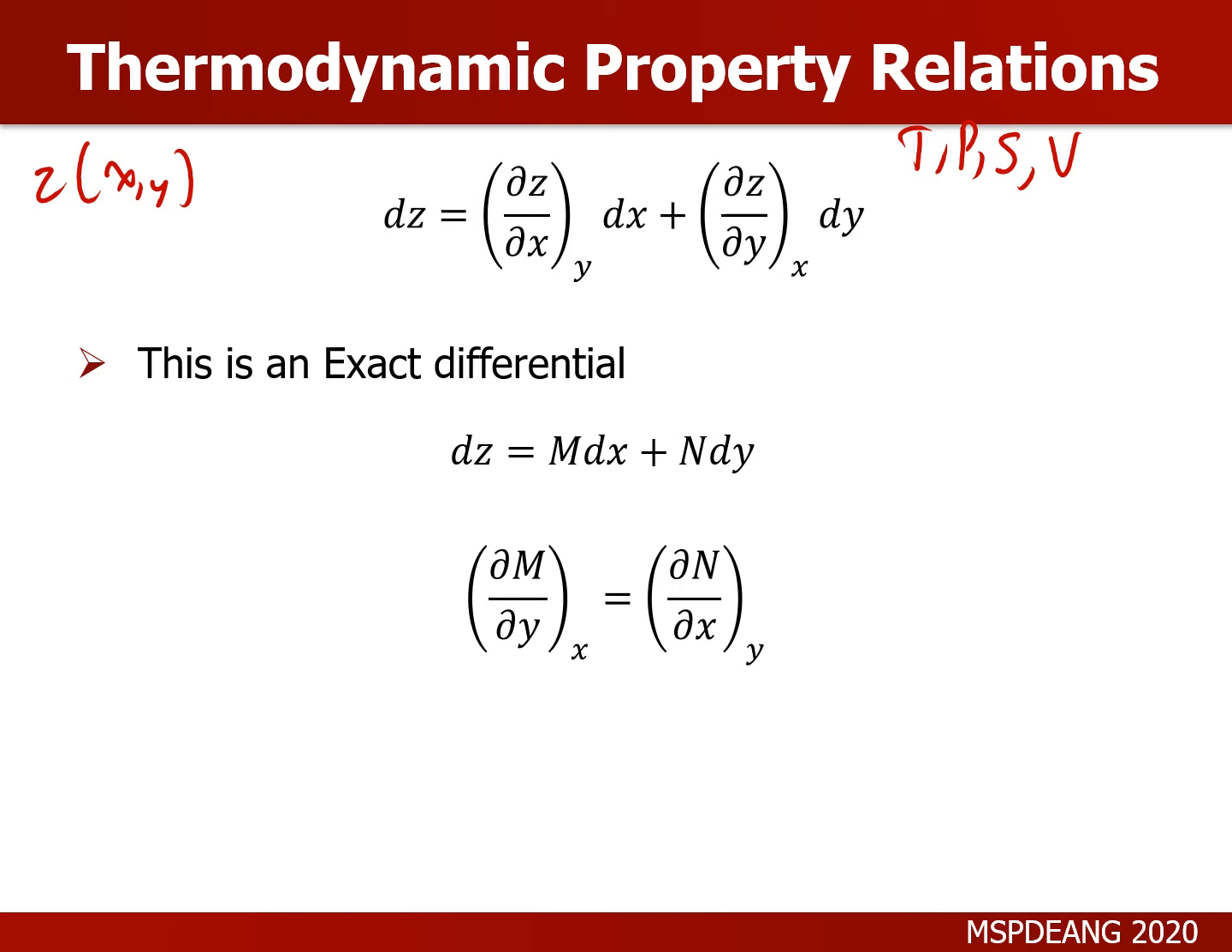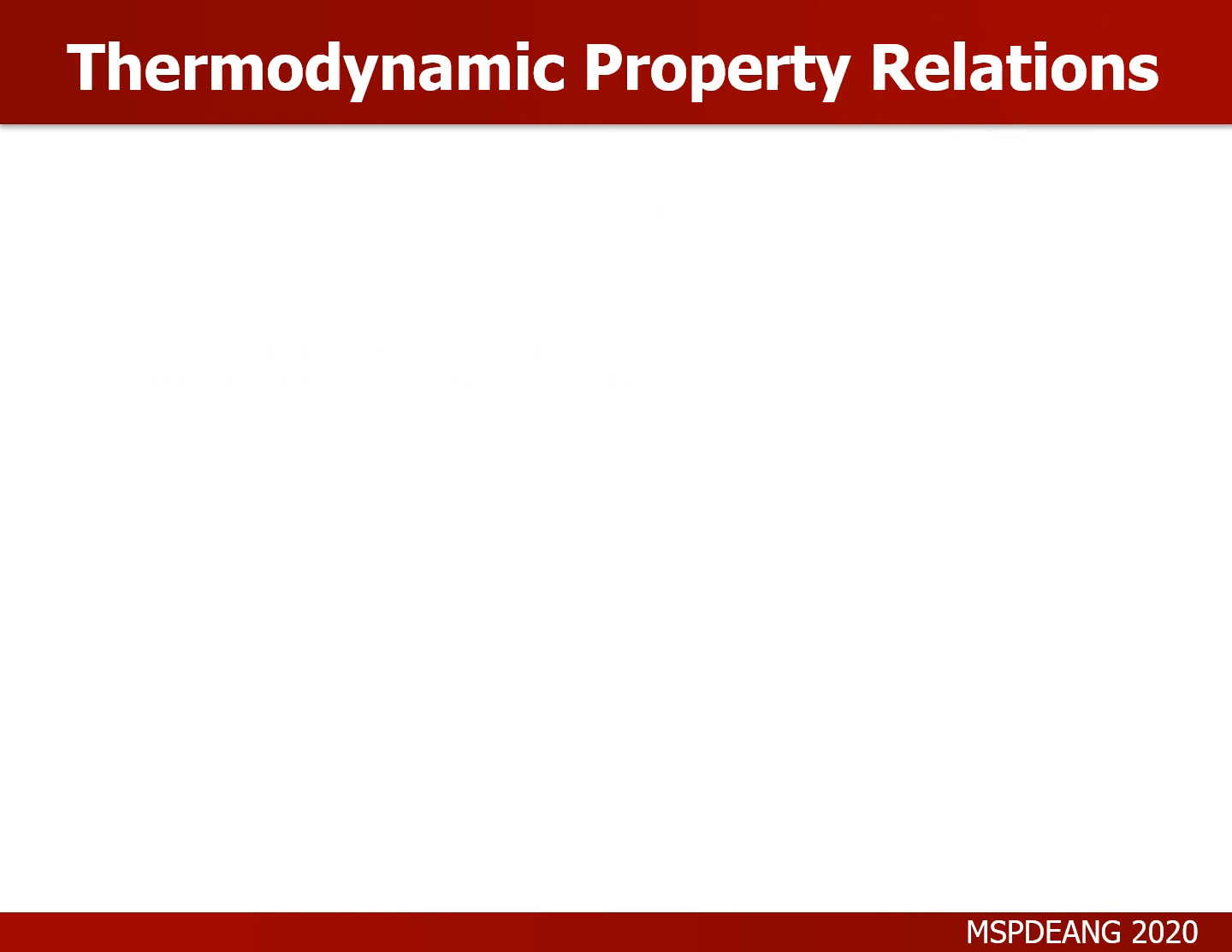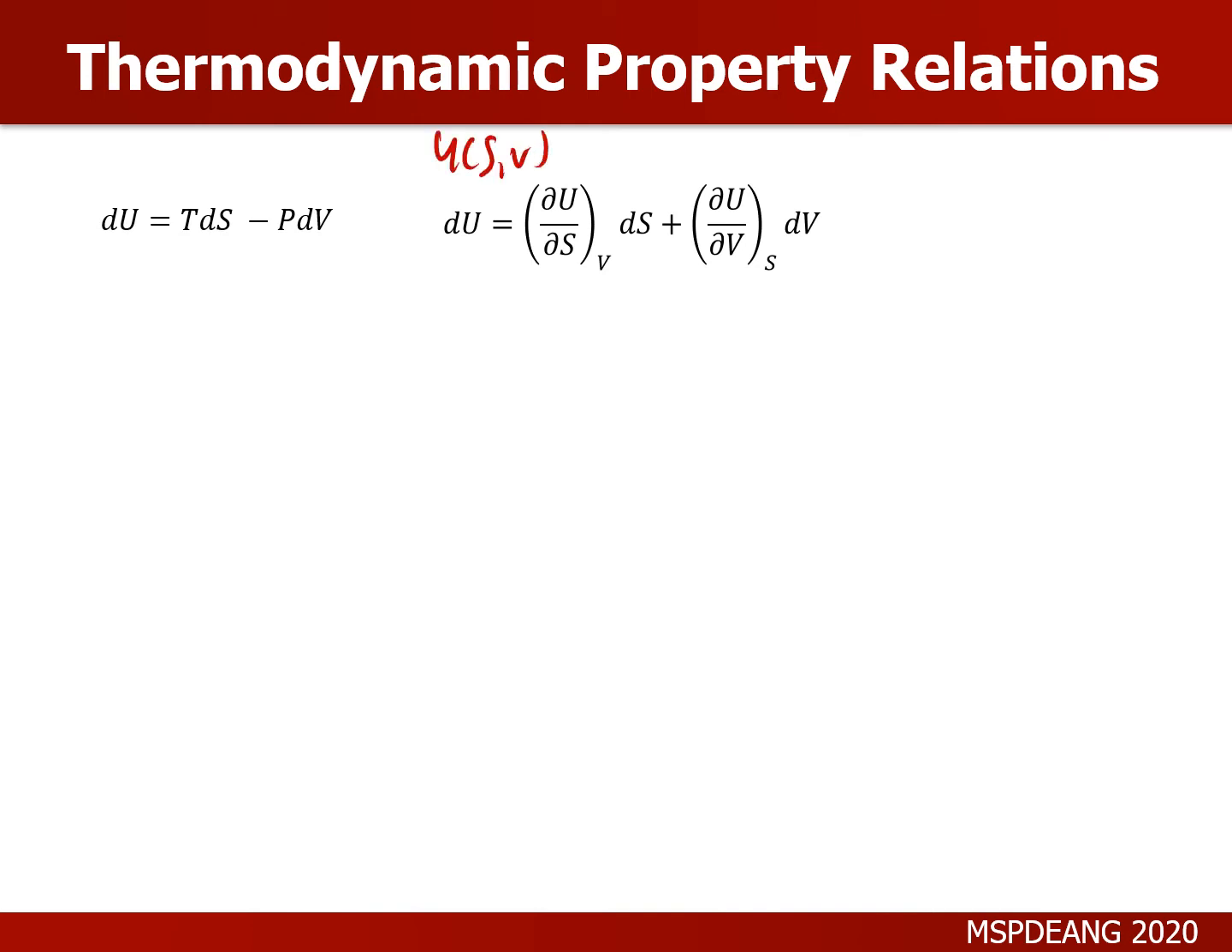So recall your ChemE 105 for this. So the partial of M with respect to y, holding x constant, is equal to the partial of N with respect to x, holding y constant. Okay, so now how do we use the definition of the exact differential for this? So recall again itong internal energy natin, which is the fundamental property relation TdS minus PdV. Okay, and you can also write U(S,V). Okay, so dU is equal to partial of U with respect to S at constant V dS plus partial of U with respect to V at constant S dV.